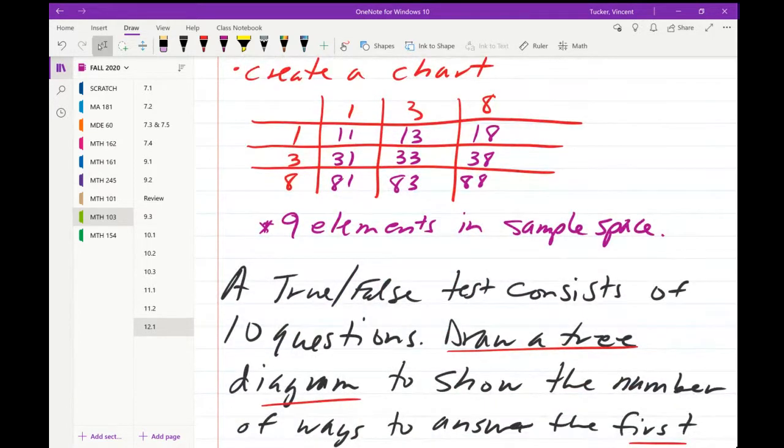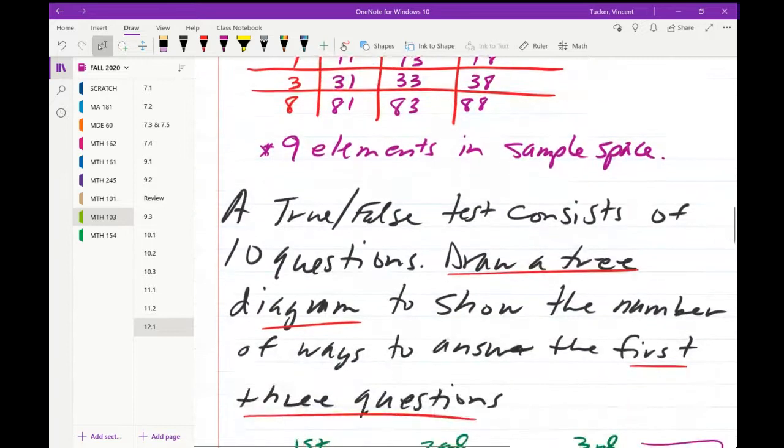It says a true false test consists of 10 questions. Draw a tree diagram to show the number of ways to answer the first 3 questions. So it tells us to draw a tree diagram, and we're only looking at the first 3 questions. We're not trying to figure out how many different ways to answer all 10 questions. It would be a lot for us, but just the first 3 questions.